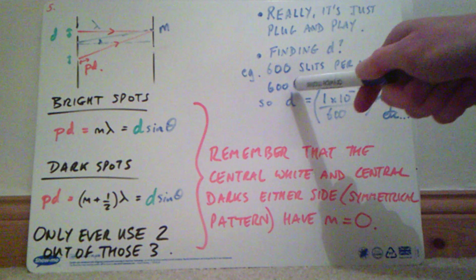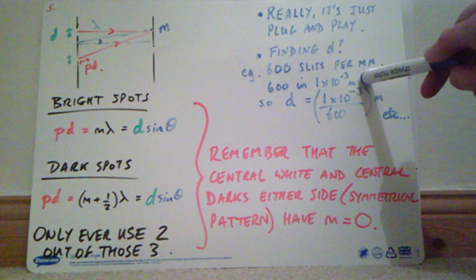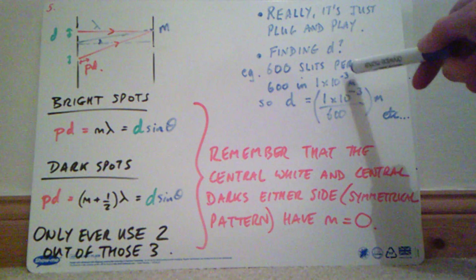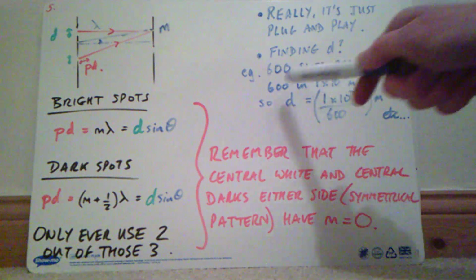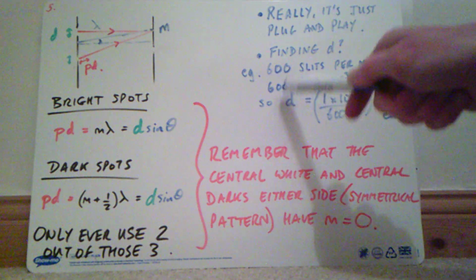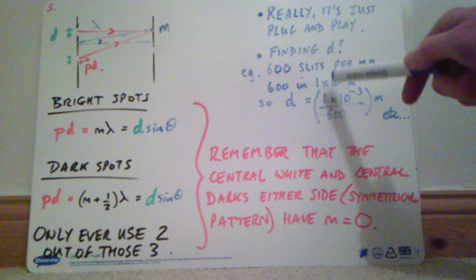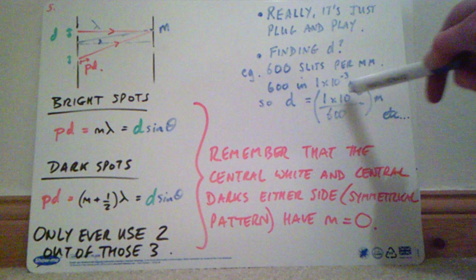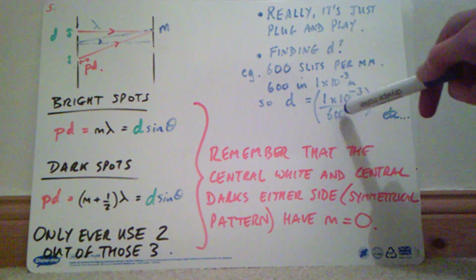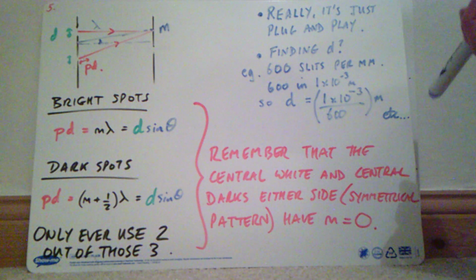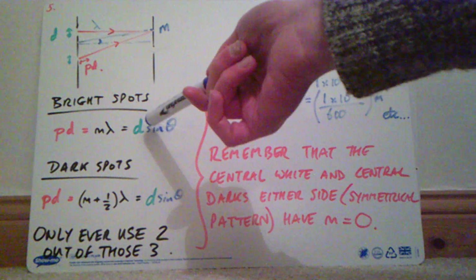Now, fine, 600 slits in 1 times 10 to the negative 3 meters, but we don't want to know that. We want to know what the width of one slit is. So if we've got 600 in that, then we're going to have 1 in that divided by 600. So you plug that into your calculator. Don't leave it as that. Plug it into the calculator, get some sort of number with a decimal point in it, and then you can crack on and use that formula or that formula.